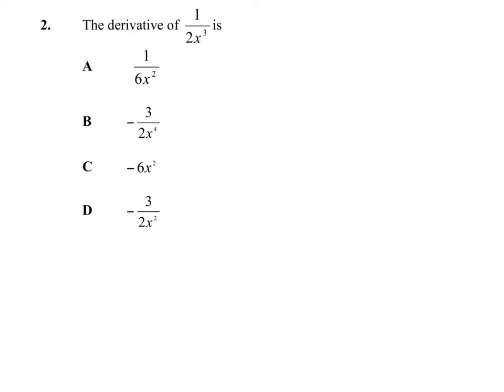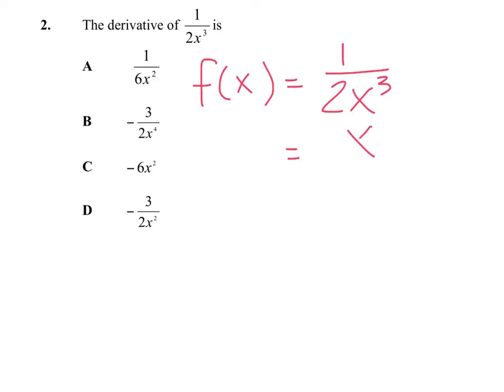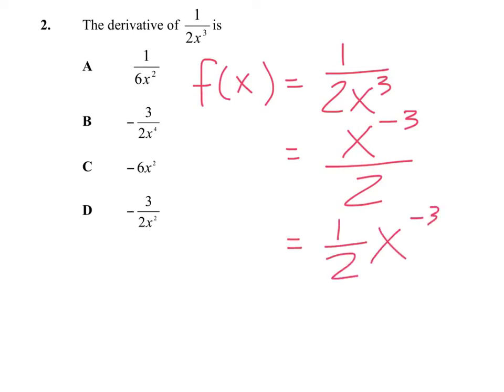Question number 2. We're asked the derivative of 1 over 2x cubed. So first thing we'll do is we'll just write this f of x equals 1 over 2x cubed. To differentiate this, we need to first prepare it for differentiation, which means the x cubed term has to be brought onto the top line, which means it will be x to the power -3 over 2. What that actually means is a half x to the -3.